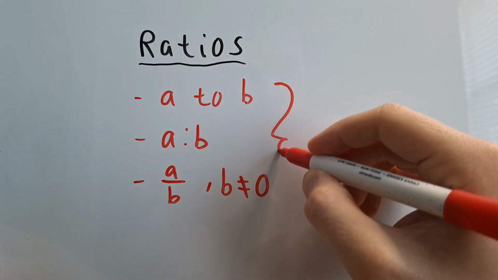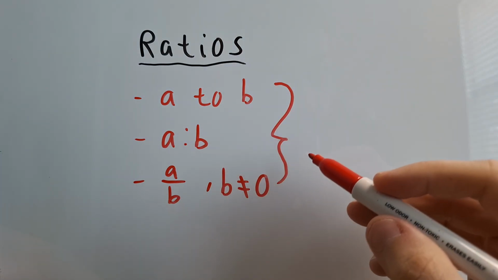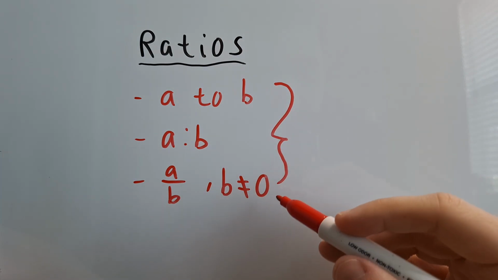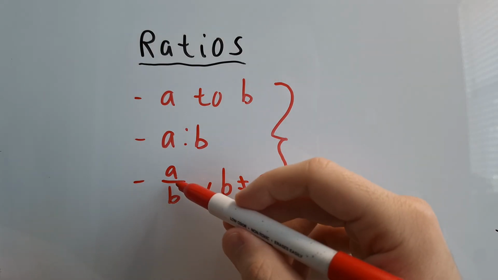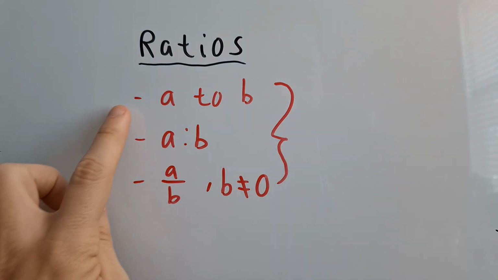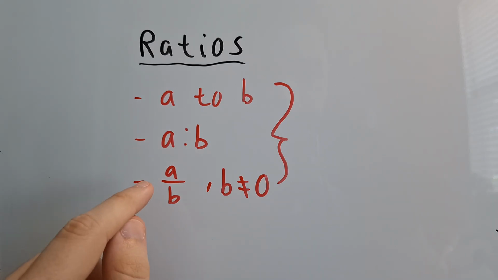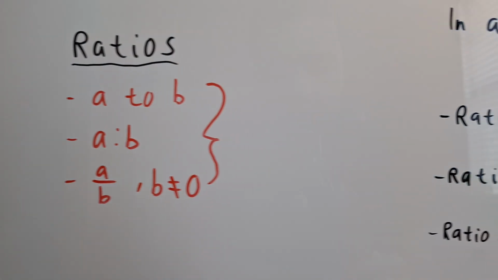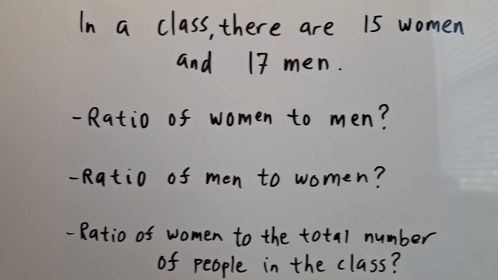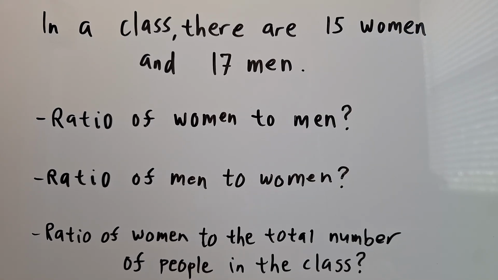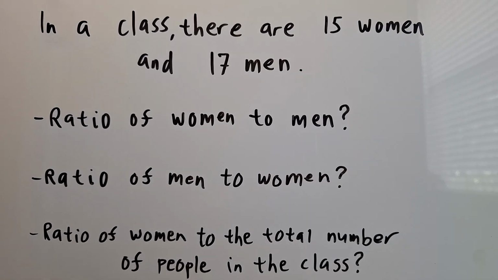So, although there are three ways to write a ratio, we will primarily use the fraction form the most. These two can pop up every now and then, but we will see the fraction form the most. So let's look at an example of how to write a ratio. And we'll use that fraction form for writing the solutions here.